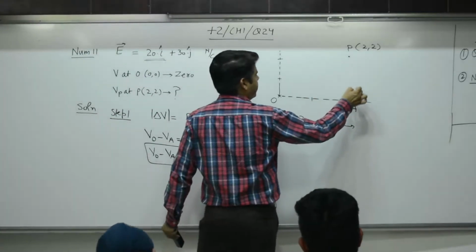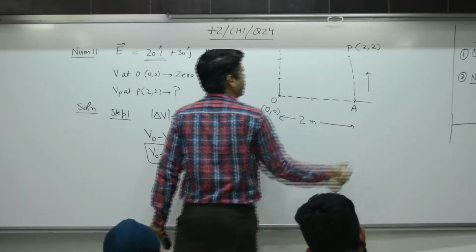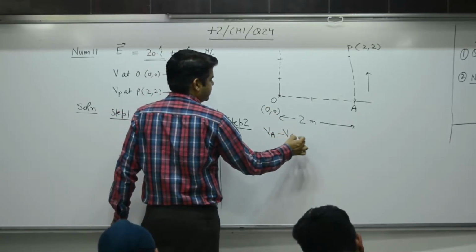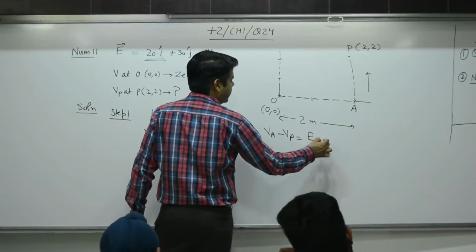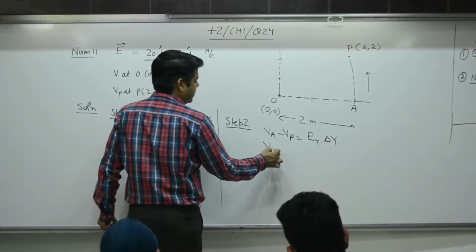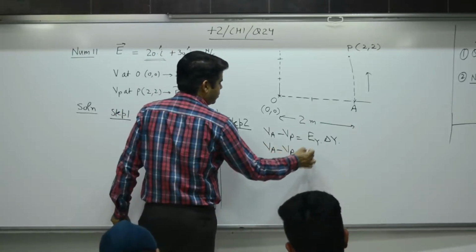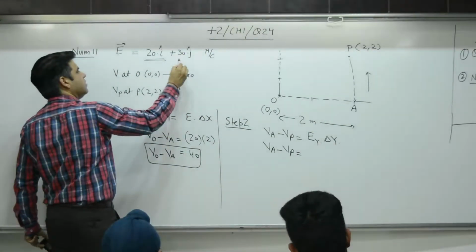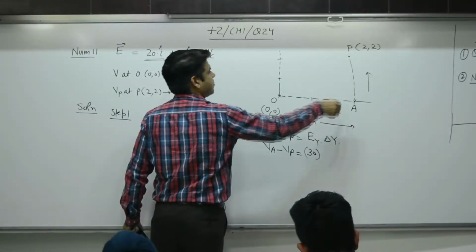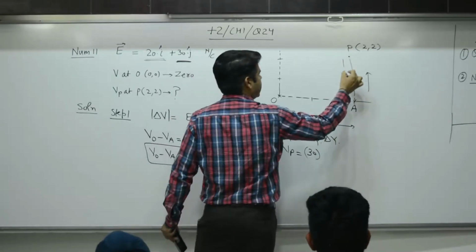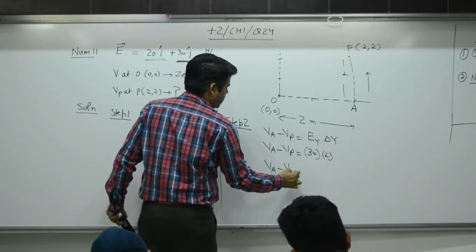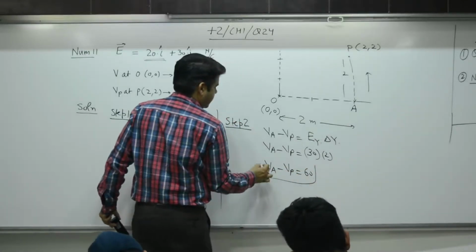A to P. Now let us move in this direction. Potential difference VA minus VP is equal to E along Y into delta Y, only magnitude. So VA minus VP is equal to EY. How much is it? Electric field along Y 30. Distance 2. This distance is again 2. So VA minus VP is equal to 60.